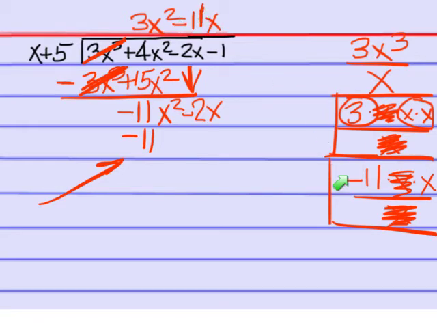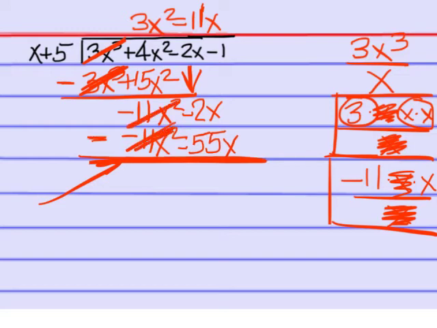And before we do this, we have to do the multiplication here. We wrote this down from what we had here. And now we have to multiply that by x and then by 5. So negative 11x times x is negative 11x squared. And negative 11x times 5 is negative 55x. So negative 11x squared minus a negative 11x squared just cancels out to 0.